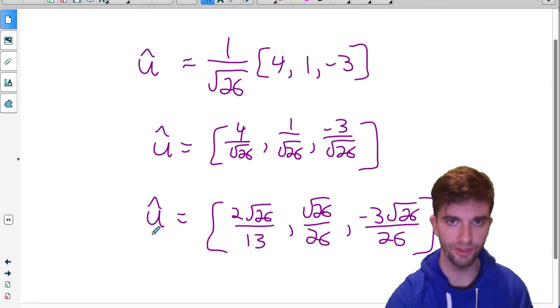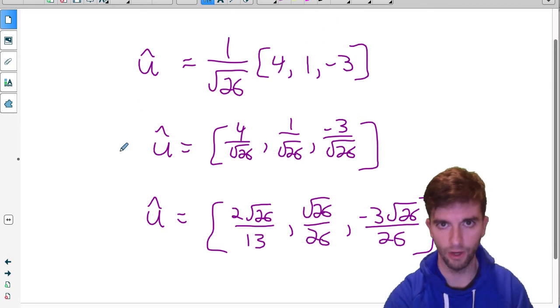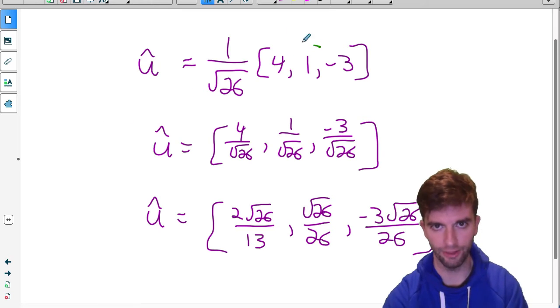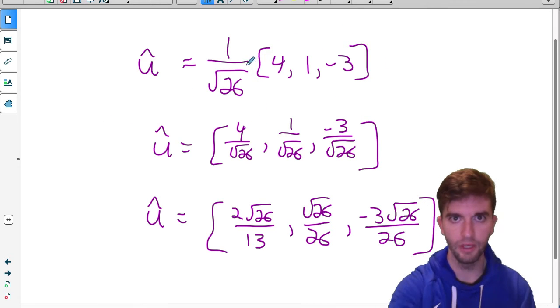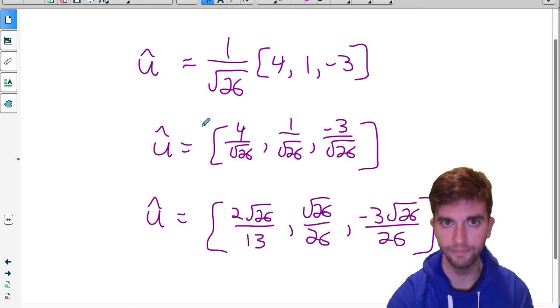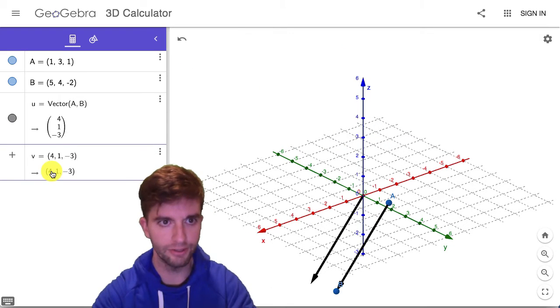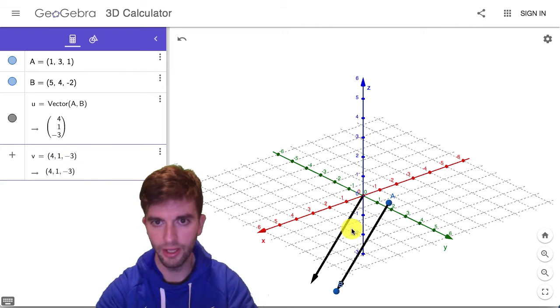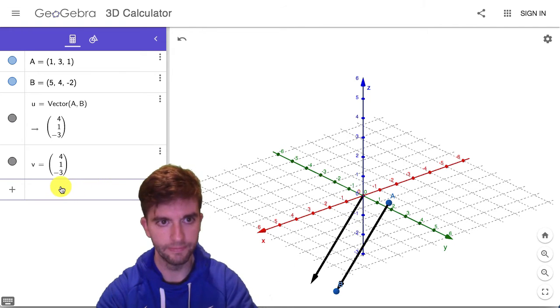It's just important to know that to create a unit vector, you just multiply the vector by 1 over its magnitude. And that keeps it going in the same direction as the original vector, but it changes its magnitude to 1. So let me just show you on here that if I were to multiply this vector, vector v, by 1 over root 26, it would change its magnitude to 1.